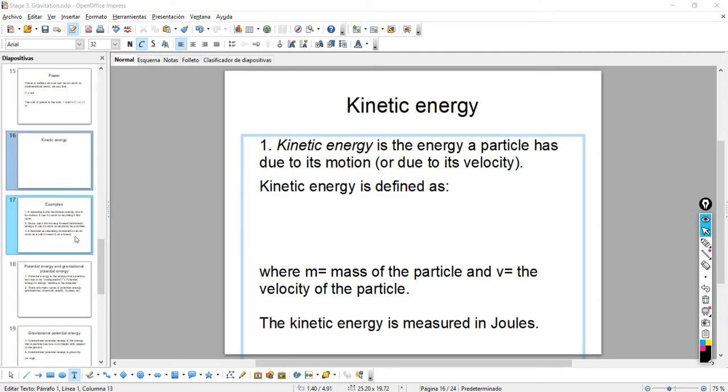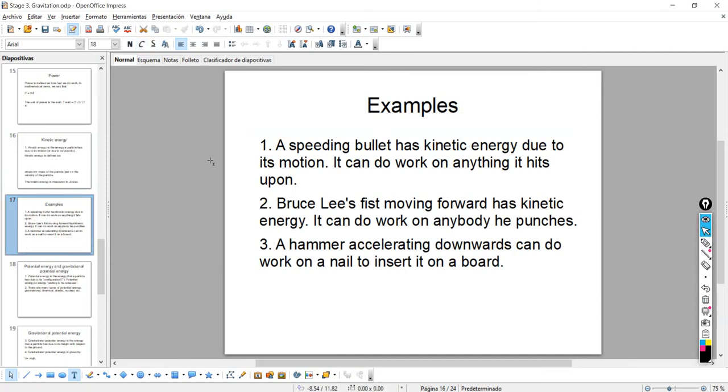Now, let me give you some examples, guys, of what we mean by kinetic energy. I'm going to give you 3 examples. For example, think of a speeding bullet, a bullet that just came out of a gun, right? You shoot the bullet, and therefore the bullet is going to have some velocity, usually a very high velocity, right? So we say that this speeding bullet is going to have kinetic energy. Why? Because it's in motion. It has certain velocity. And therefore, since it has kinetic energy, it can do work on anything it hits upon, right?